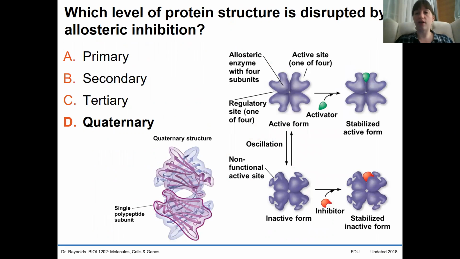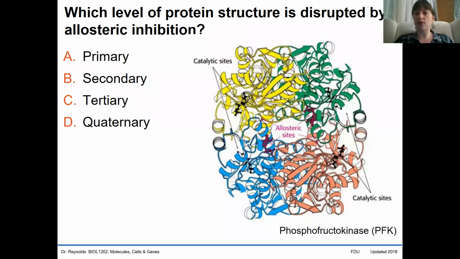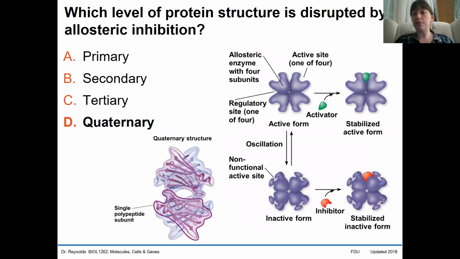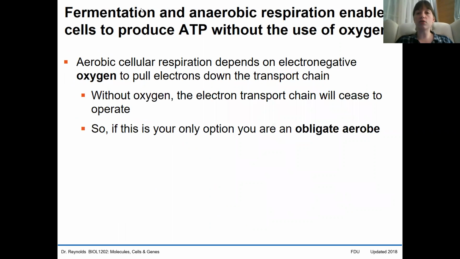Good, this is quaternary level of structure. Hopefully you remember and recall that quaternary level of structure is multiple individual polypeptides, in this case 4. You can see a picture of phosphofructokinase with our 4 individual polypeptides, each in a different color, that we can use a molecule of ADP to activate and stabilize this quaternary level of structure, or molecules of ATP to inhibit or destabilize this structure. Now we can also look more closely at types of metabolism that are used when there is no oxygen present.